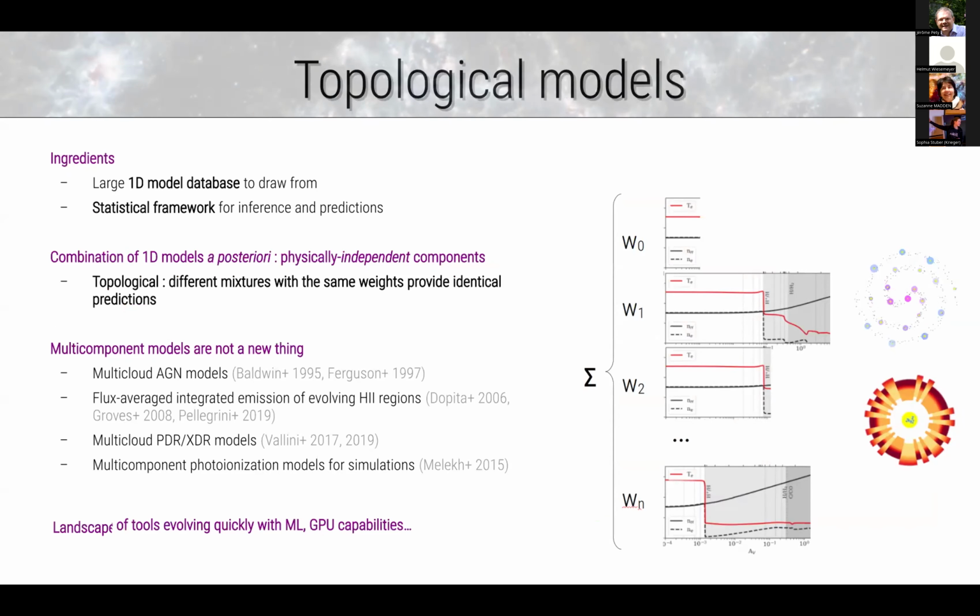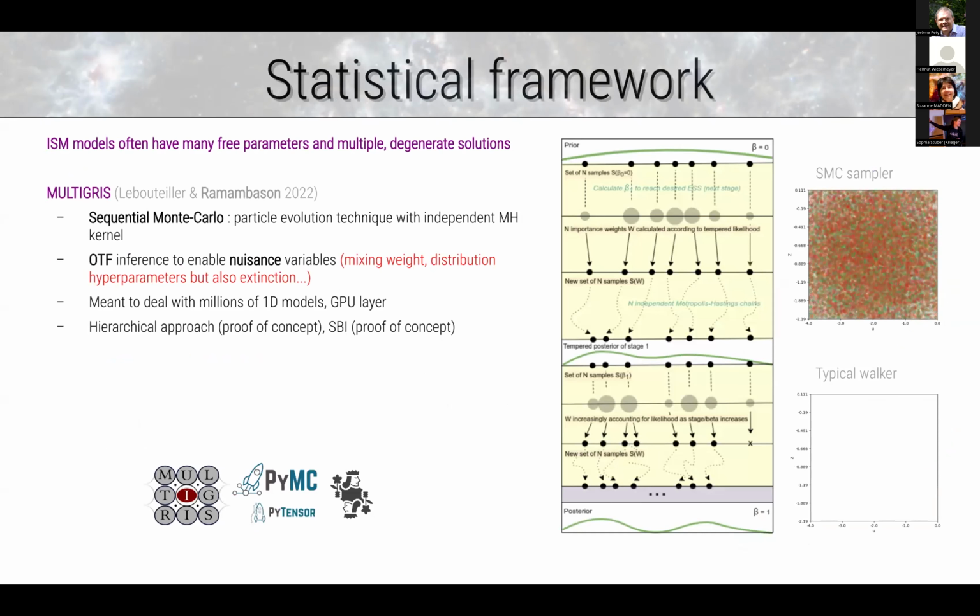Yeah, I want to say also that it's a very fast-changing landscape with many tools that become available, and also with the technical capabilities, with machine learning and GPU. What we've done is to develop that code that Liz mentioned called MULTIGRIS. It's agnostic to the grid used, so you can plug in any 1D model grid database that you want. But of course, we made it work for ISM models in particular. ISM models which are known to have many free parameters and multiple degenerate solutions.